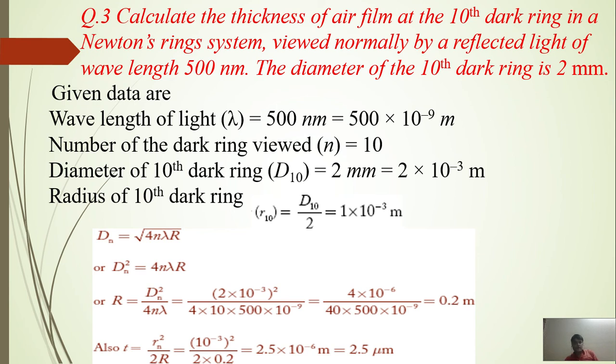The thickness of the air film t is equal to r_n square by 2R, where r_n is the radius of the Newton ring: (10 to the power minus 3) whole square by 2 into 0.2. After solving, that is equal to 2.5 into 10 to the power minus 6 meter. 10 to the power minus 6 meter is a micrometer. So 2.5 micrometer. So the thickness is equal to 2.5 micrometer. 10 to the power minus 6 meter is equal to a micrometer.